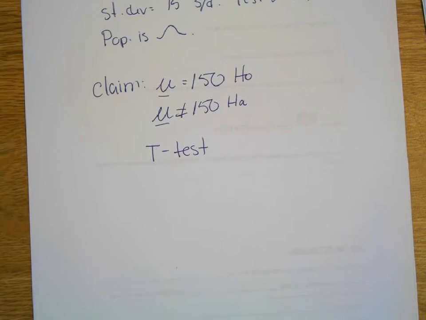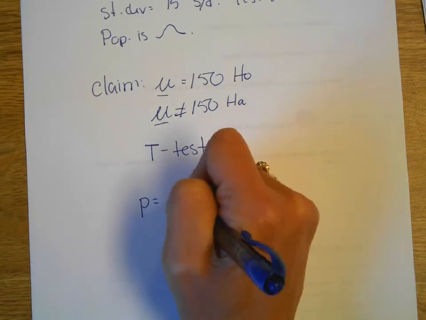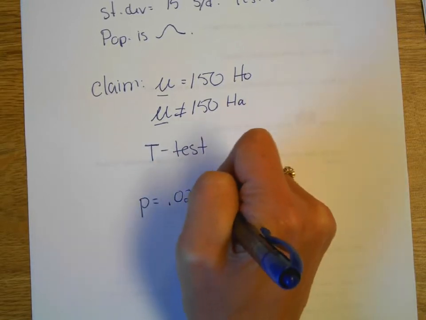So why are we using t? Because it's a small sample, under 30. 25 is under 30. So all I care about on here is P equals 0.028.